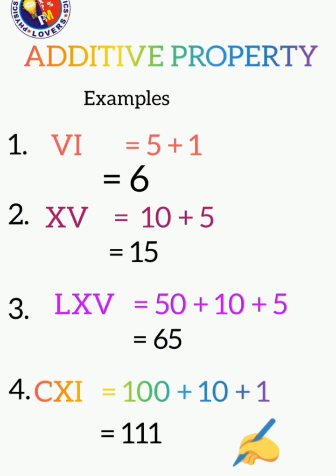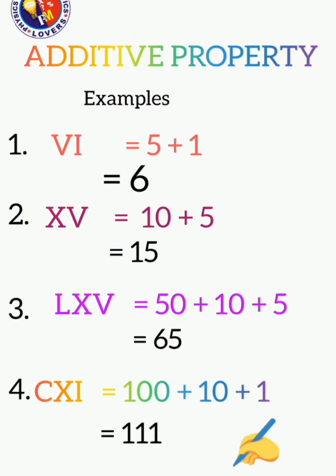Now we look at LXV. So you remember your basic symbols. L represents 50, X represents 10, and V represents 5. So L is the biggest of all, followed by X, followed by V. V is the last, the least among them. So therefore it's going to be addition. That is what happened here.